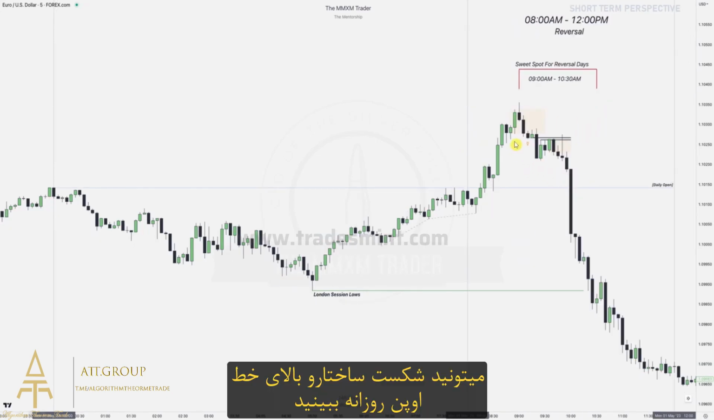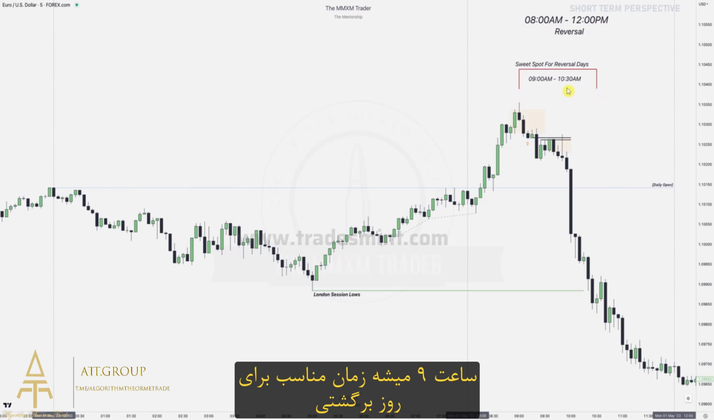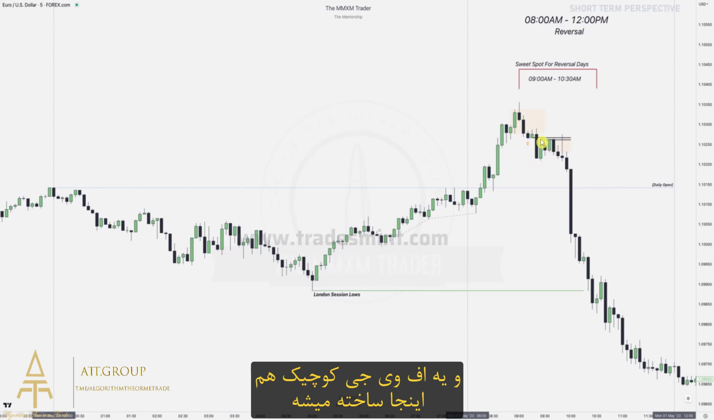So you can see a break of structure above daily opening, right? We are above daily opening price. We are in the kill zone, 9 a.m. sweet spot for that reversal day. And then we can see break of structure down here. We see in the process of breaking down, we see this bearish order block being formed and a little fair value gap down here also being utilized as support for price to go lower.